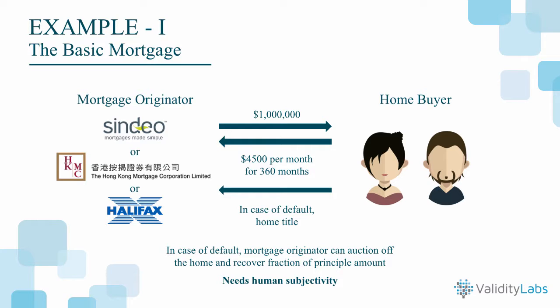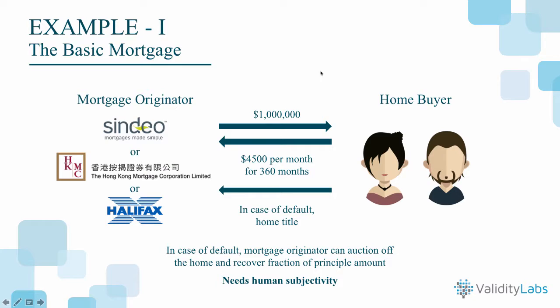Let's walk through a traditional mortgage and how it can be instantiated using dual integration smart contracts. In a mortgage process, a party called a mortgage originator makes loans and transfers money to a home buyer and receives an obligation from the home buyer for monthly payments with predefined timing and amount conditions.